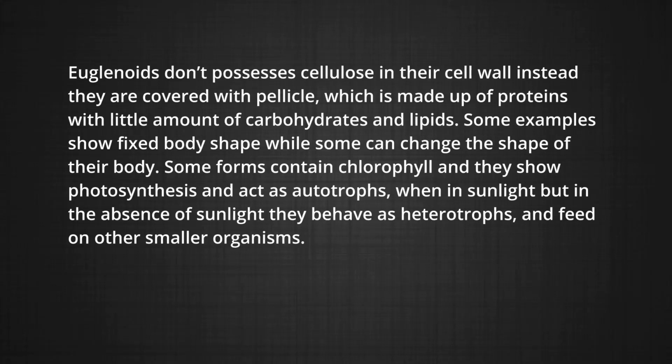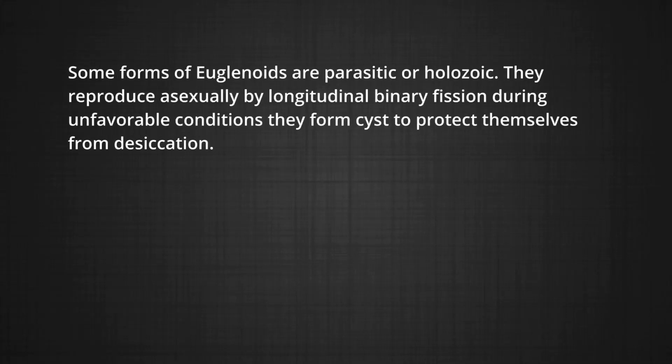Some forms contain chlorophyll and show photosynthesis and act as autotrophs when in sunlight, but in the absence of sunlight, they behave as heterotrophs and feed on other smaller organisms. Some forms of euglenoids are parasitic or holozoic. They reproduce asexually by longitudinal binary fission during unfavorable conditions. They form cysts to protect themselves from desiccation.